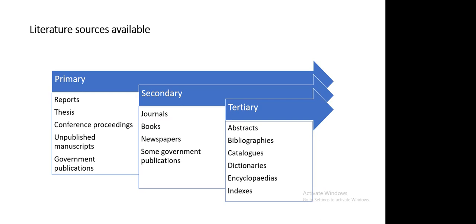And the tertiary, which is maybe faster, just for orientation, they are abstracts. There are bibliographies, there are catalogs, we can use dictionaries, we can use encyclopedias, and also we can use indexes. Yeah? So please be aware, we have 3 different sources for our literature review.